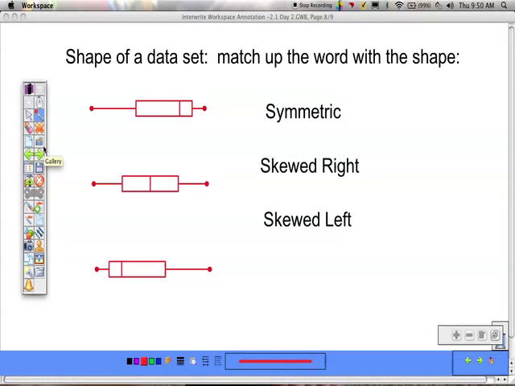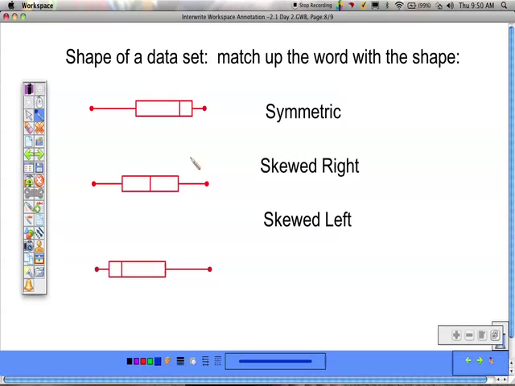Okay, the last thing I want to talk about is something called a skewed graph. Skewed is when data is more spread out on a certain side of the graph. So if you had to match these, obviously symmetric would be this graph right here, where if you look at the middle of the graph, it's the same amount of data on the left as the right.